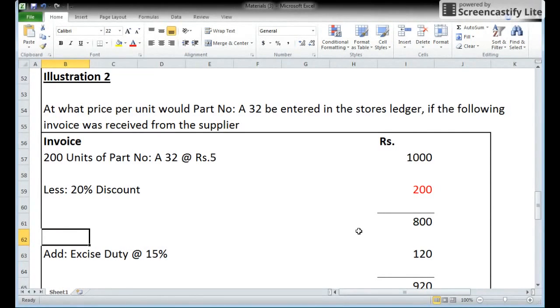At what price per unit would part number A32 be entered in the store's ledger if the following invoice was received from the supplier?